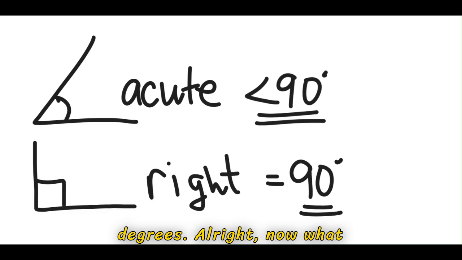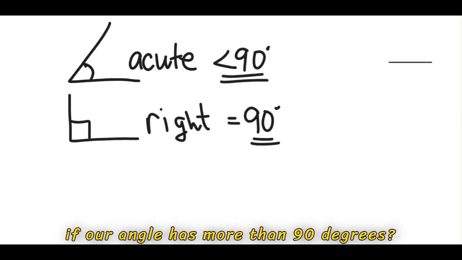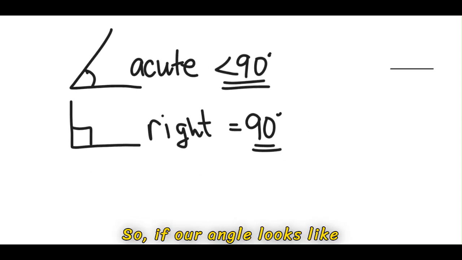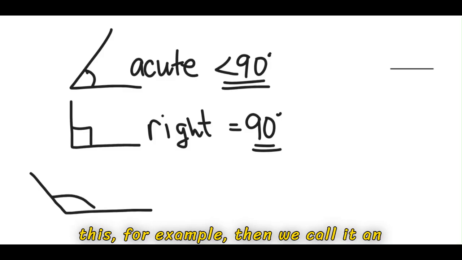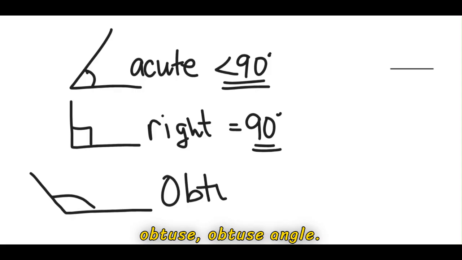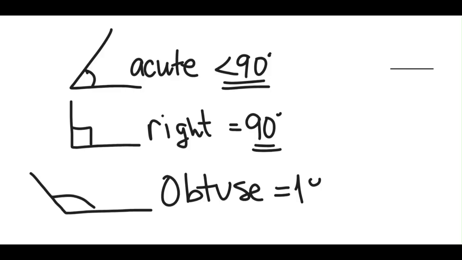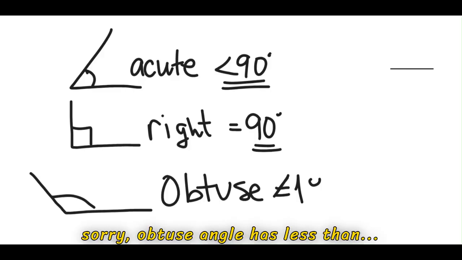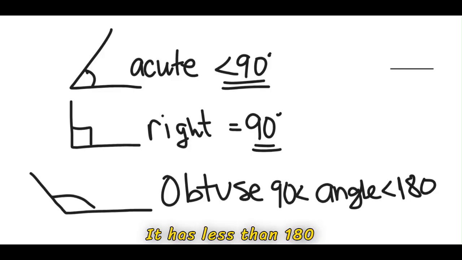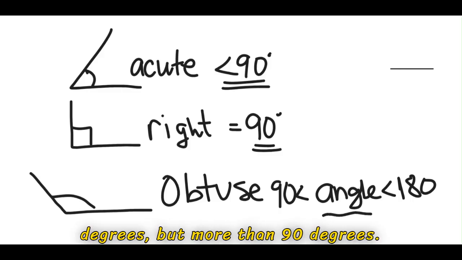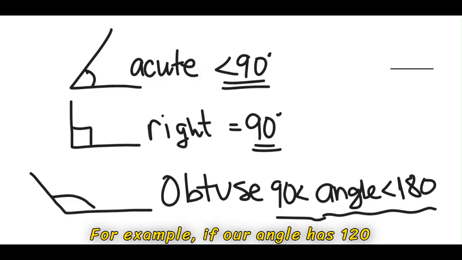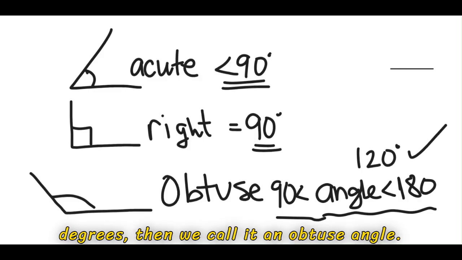All right. Now, what if our angle has more than 90 degrees? If our angle looks like this, for example, then we call it an obtuse angle. So an obtuse angle has less than 180 degrees, but more than 90 degrees. For example, if our angle has 120 degrees, then we call it an obtuse angle.